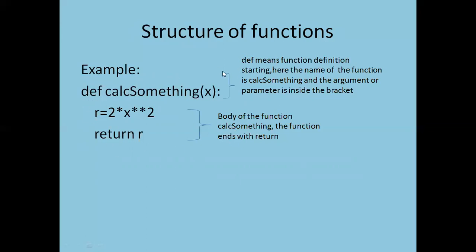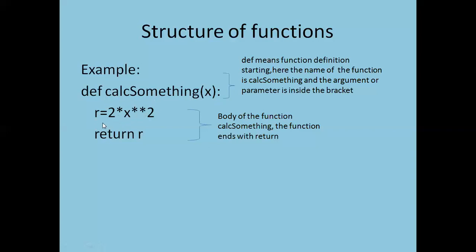Def means a function definition started. Then after you write def, you'll have to give the name of your function. So according to my example here, the name of my function is calc, and what is written in a bracket is the arguments, or we call it a parameter. And after that, you will write a colon, and you will write in the next line the particular operation that you want your function to perform.